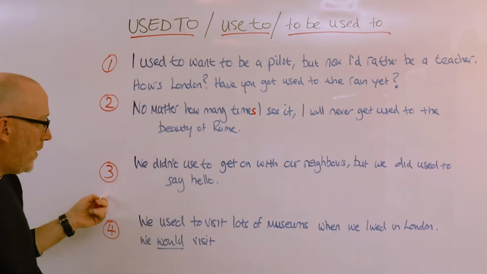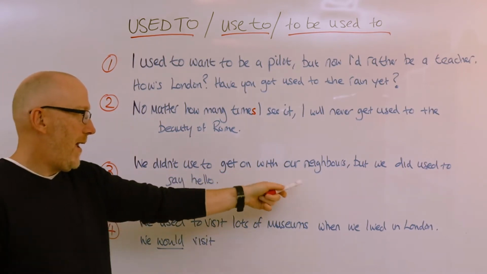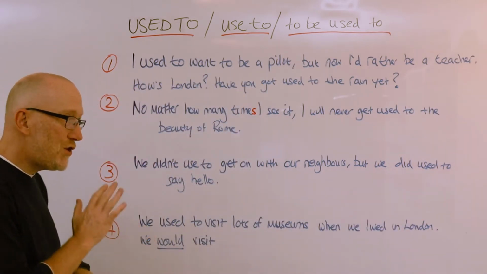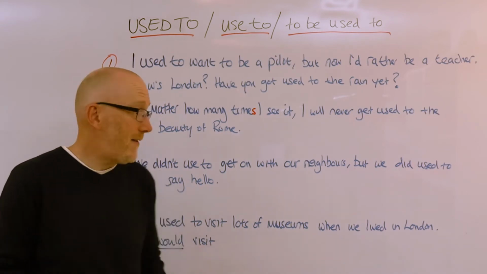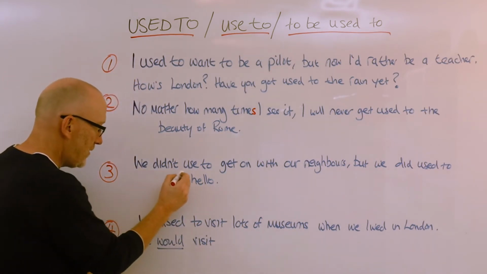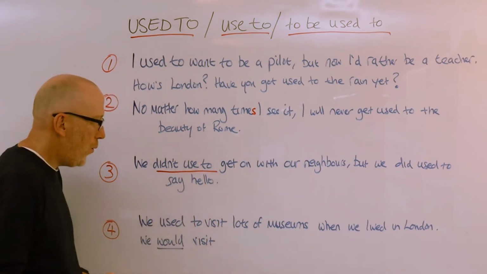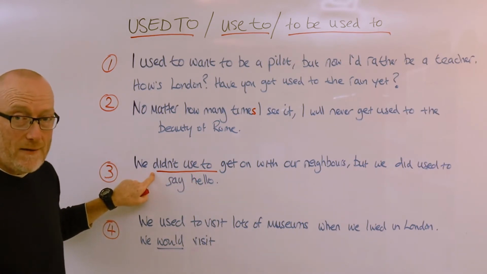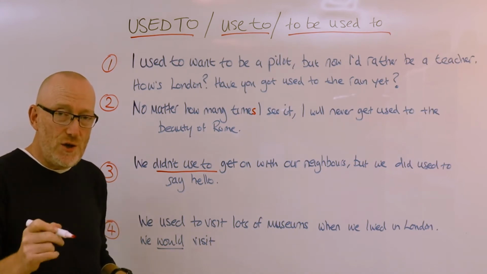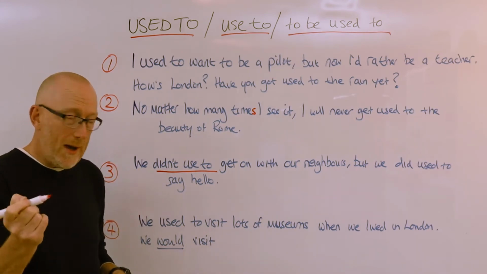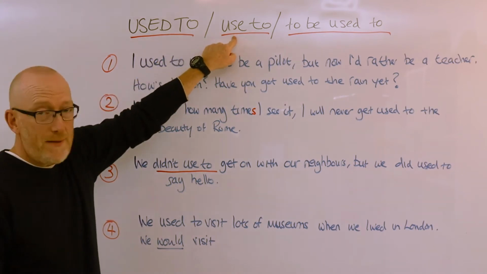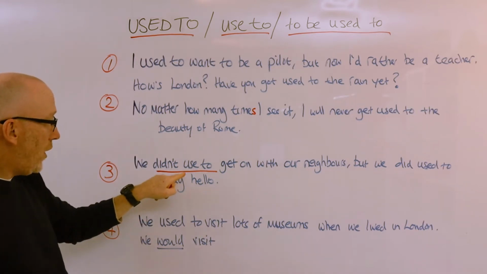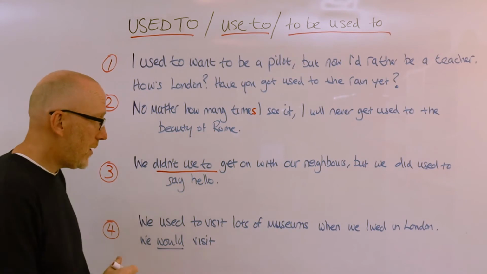Third example. We didn't use to get on with our neighbours, but we did used to say hello. Now I've used two different forms of used to in this sentence. We didn't use to, which is we use "use to", so we drop the D when we're using it in the negative. So it's not "we didn't used to", it's "we didn't use to". Okay? So use to is the negative form of used to. Just so you know, whenever you're using didn't, you drop the D and just use use to.